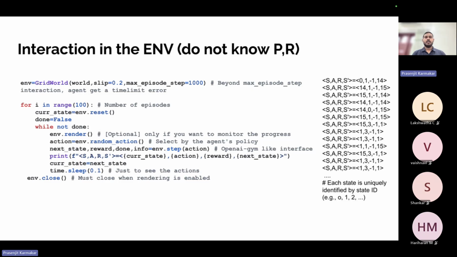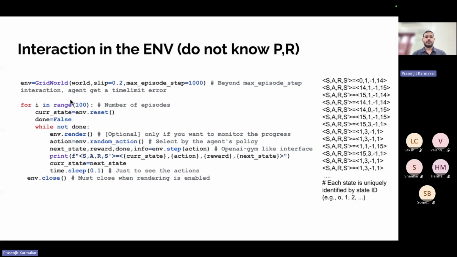Okay. So you can define a grid world, right? And let's say I want to interact for 100 episodes. So what do I mean by episode? There is a concept of an episode now. Earlier, because we were not interacting, we didn't have any concept of an episode, right?